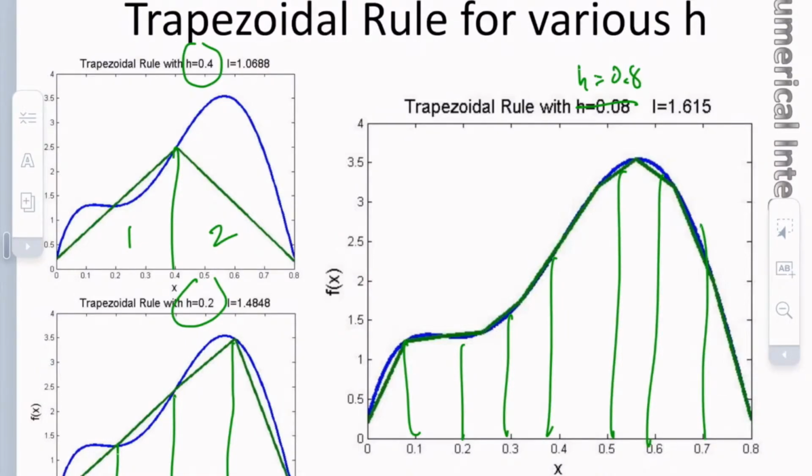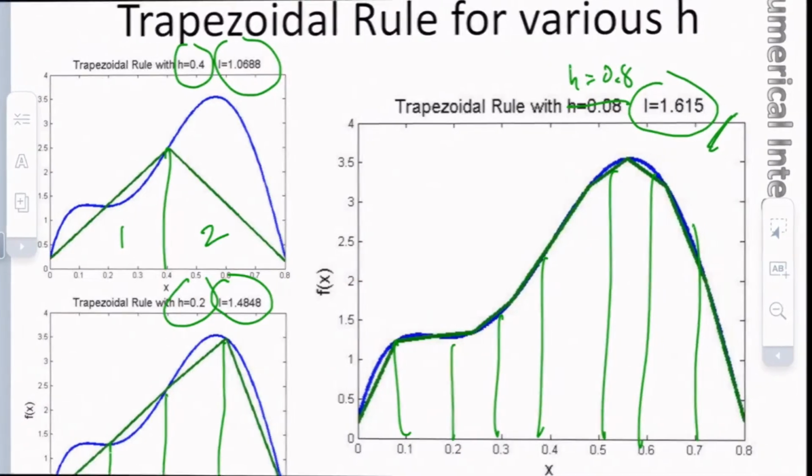For h equals 0.4, the integral is 1.0688. For h equals 0.2, the integral is equal to 1.4848. And for h equals 0.8, the integral is equal to 1.615. And this is already quite near to the analytical value of 1.6.